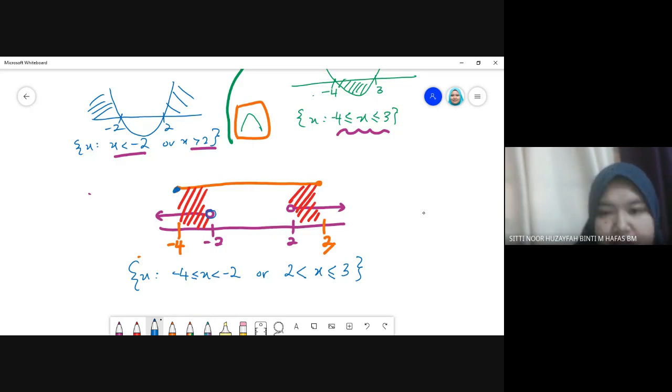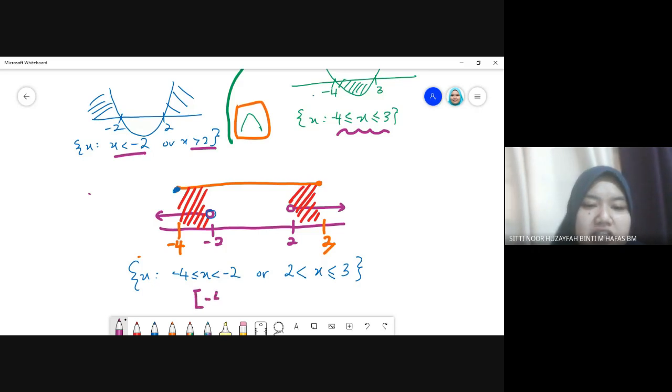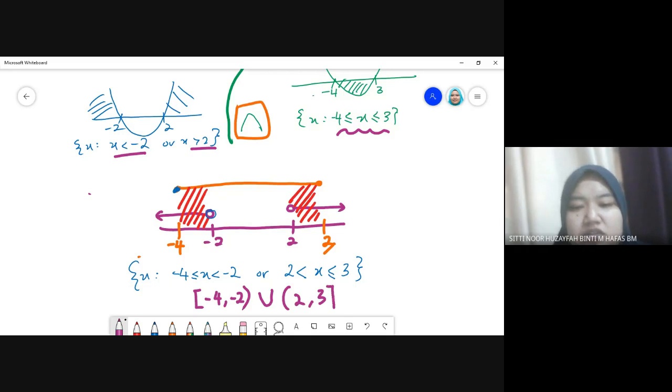to 3. Okay? Ataupun dalam bentuk interval form, you boleh bagi jawapan -4 masuk so dia square. So -4 sampai -2 termasuk tak? Tak. So dia open. Or you boleh guna simbol union daripada 2 open bracket sebab tak termasuk sampai 3 termasuk so close bracket. So this is solution set, this is interval form.